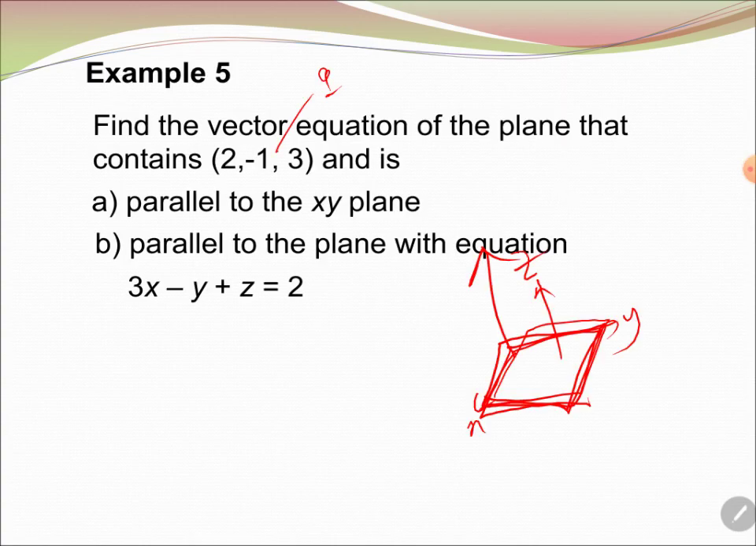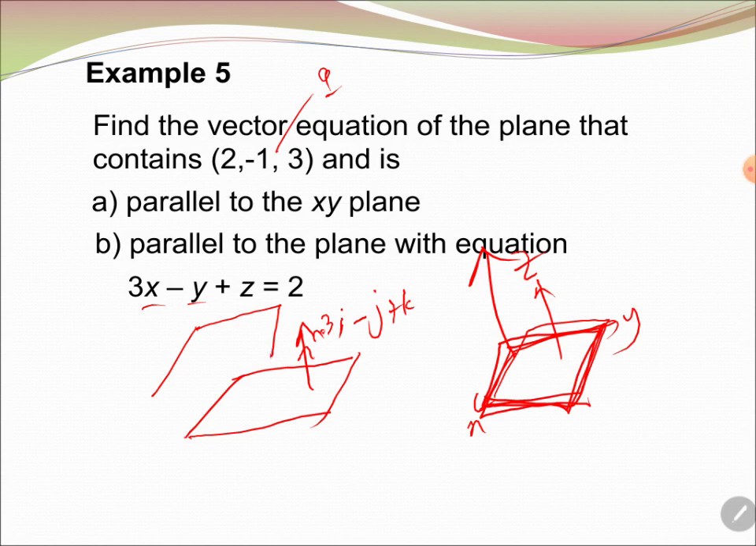The plane is parallel to the plane with equation 3x minus y plus z equals 2. So it's parallel to this plane with the normal of 3i minus j plus k. This means that the new plane from the question has a normal that is parallel to the given plane, so we can borrow the normal from the plane given.